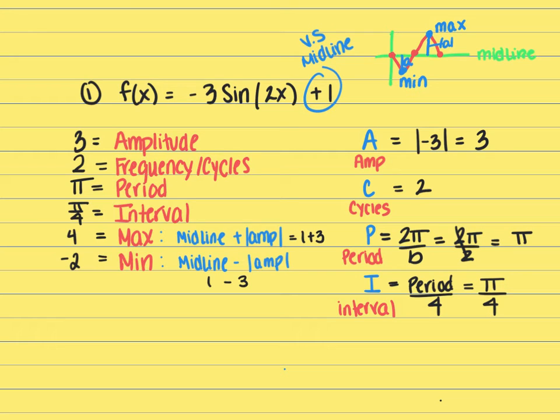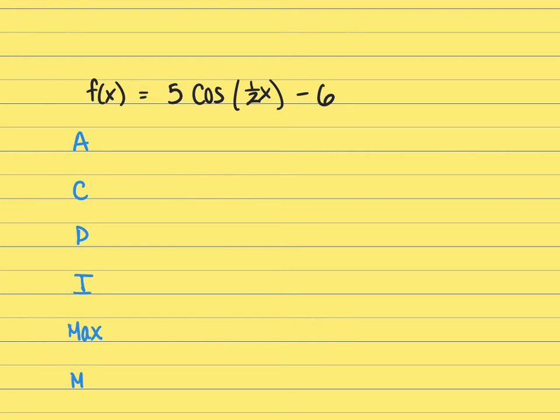So, a lot to find, but we can do it, just to summarize, with ACPI, and then knowing these two formulas for the max and the min. Okay, let's try another example. So let's say we have f of x equals 5 cos 1/2 x, and then minus 6. So I want to find all of the things that we found before. So let's start with ACPI. And then let's find our max and our min values.